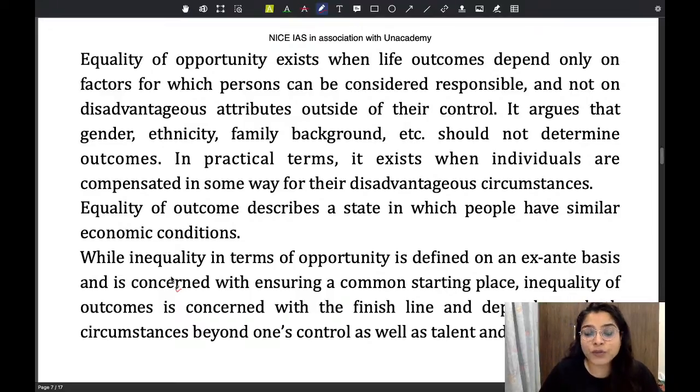And equality of outcome describes a state in which people have similar economic conditions. Now, when you have created equality of opportunity, for example, in terms of your reservation policy, then you can say that the outcome of it is equal. You have given similar economic conditions to everyone, and therefore the outcome will be equal. Right?